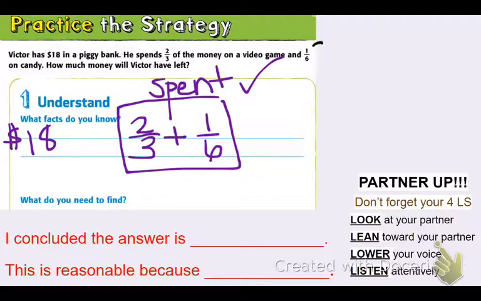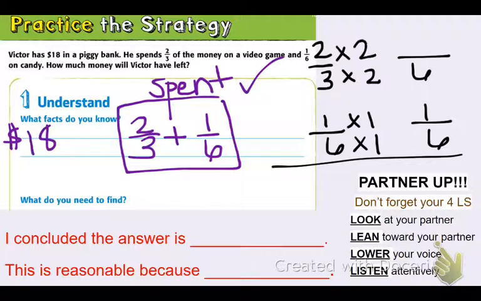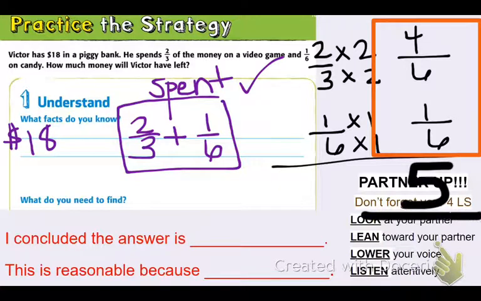And the first thing I need to do in order to solve this problem is I need to go ahead and create like fractions, and I'm going to use 6 as the denominator. 6 times 1, I'm going to do the same to the top. 3 times 2, I'm going to do the same to the top. So I can now add because I have like fractions. So I know that Victor spent 5 parts out of 6.